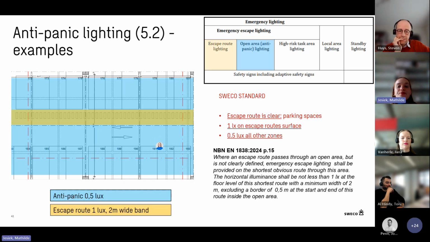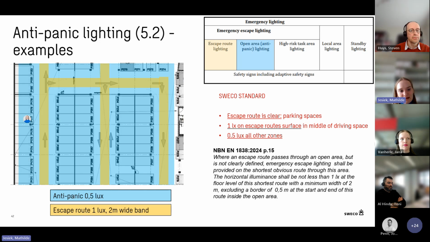In a parking, for us, it's clear as well. We evacuate, the escape route is, in this case, the pedestrian path. So we will take in this parking this zone that is 2 meter wide. So we need to make it 2 meter wide. It will be the escape route. So there we design for 1 lux, and all the rest of the parking, we see it as anti-panic area, and there we design to half a lux.